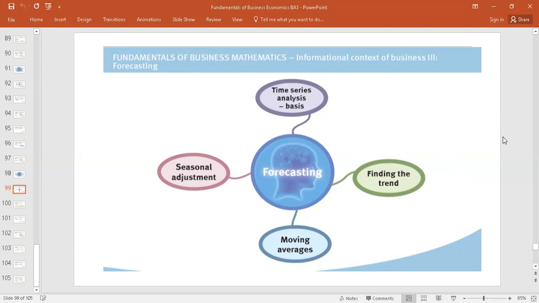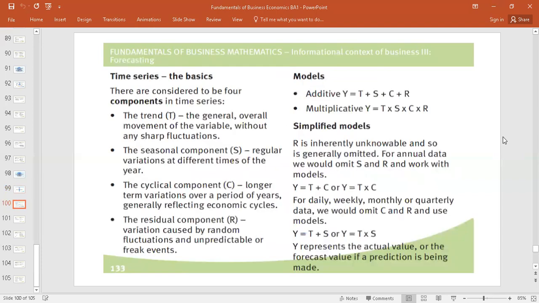Another part of analysis is that the trend of the data also has to be understood. For that we have techniques like time series analysis, finding the trend, moving averages, seasonal adjustments. So basically, we would understand the nature of the data. In time series analysis, if a time period is selected and the variables are studied over a period of time, the trend of the data can be understood.